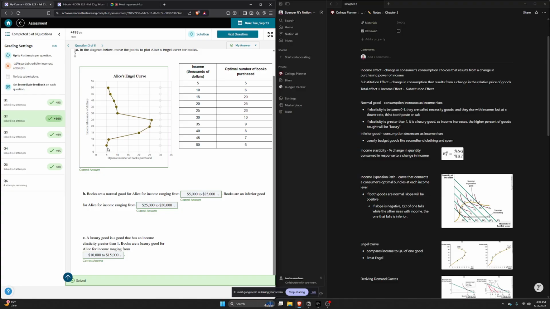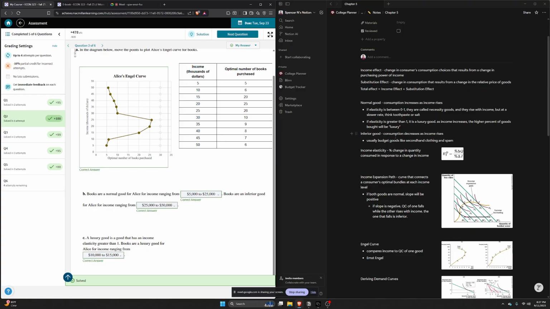So we look at the difference from her having $5,000 or $10,000. If she has $5,000, she's going to buy 5 books. If she has $10,000, she's going to buy 6 books. So not a whole lot of change there. But if she gets an extra $5,000, then she's going to buy 20 books, right? That's a 14 book change right there. So that's pretty elastic. This one would be negative elasticity.